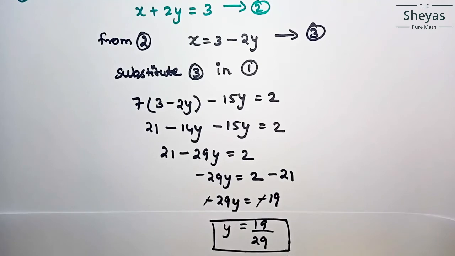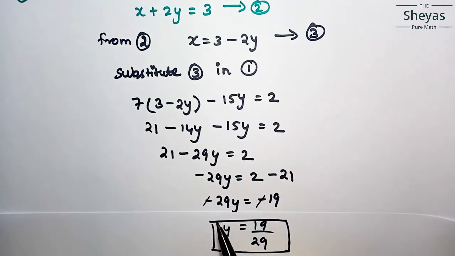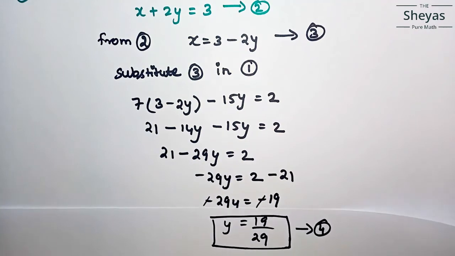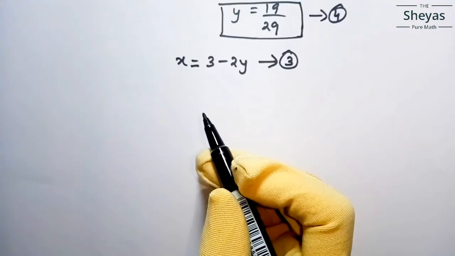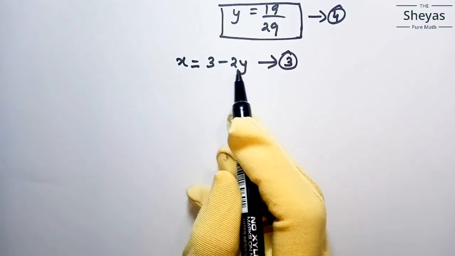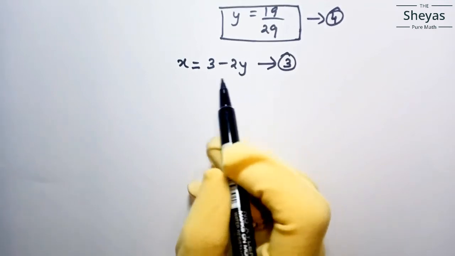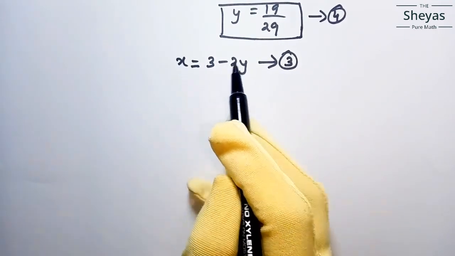So now you have to substitute this y value in 3 to get the x value. So what you are doing? Substitute this value, let it be 4, in equation 3. See here, I got the y value and now I am substituting the y value in equation 3. I have written it in the third step. The same thing I have written again: x is equal to 3 minus 2y. This is the third equation.